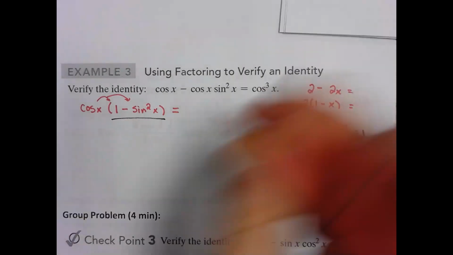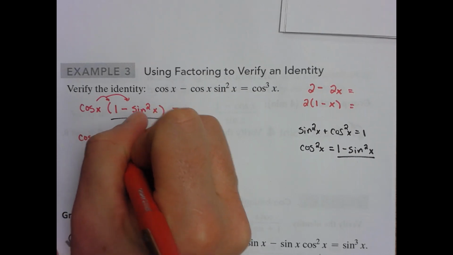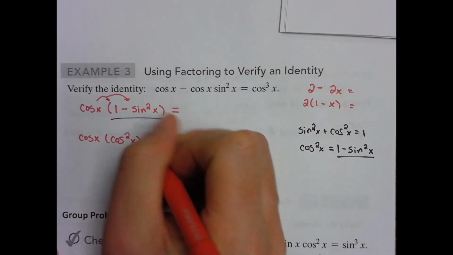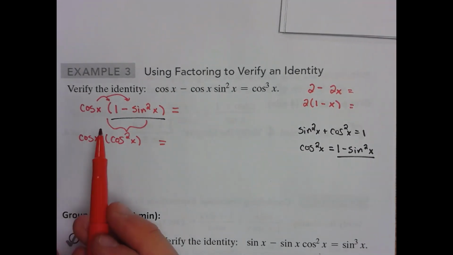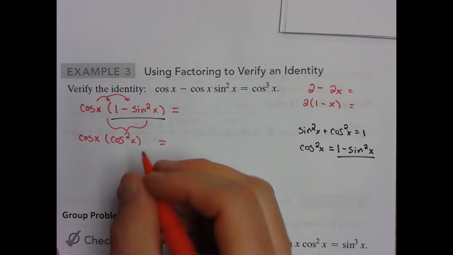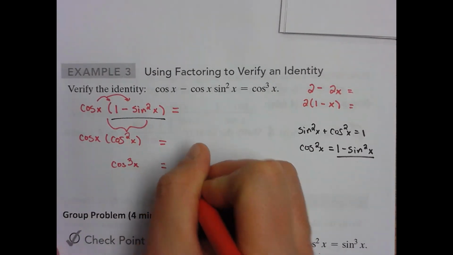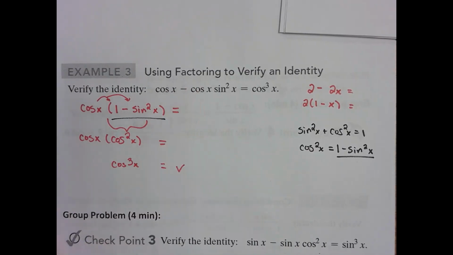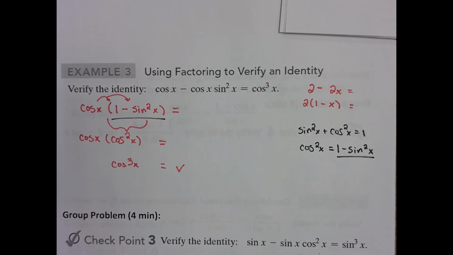And so now this identity can be rewritten as cosine of x times cosine squared of x, because of our work with that Pythagorean identity. Well, cosine of x times cosine squared of x, that's just cosine of x times itself 3 times, which makes this cosine cubed of x. And thus, we have just verified that cosine of x minus cosine of x times sine squared of x does equal cosine cubed of x.